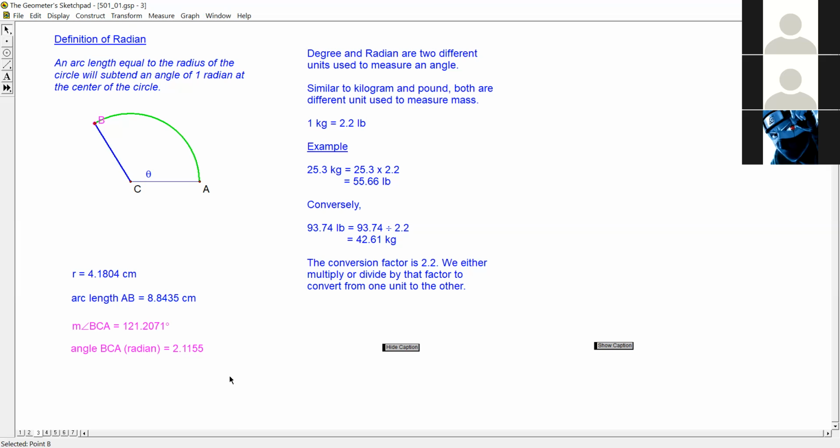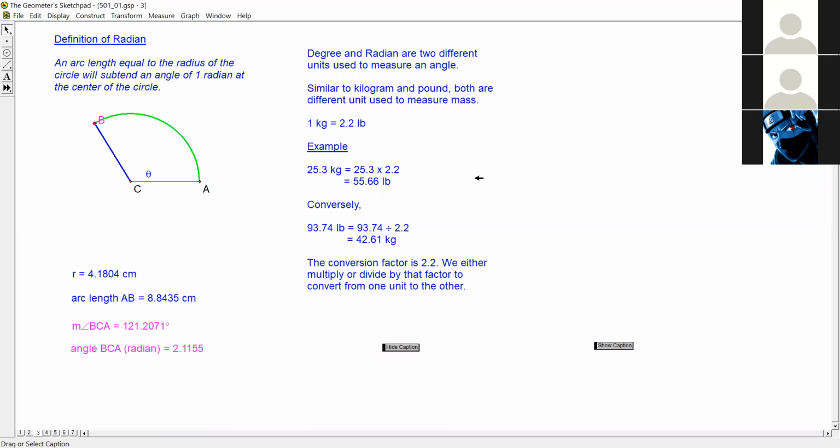Is there anything like this in our everyday life? Yes. It is similar to the kilogram and pound. 1 kilogram is 2.2 pound. Let's say my weight is 100 kilogram. That means I am 220 pounds. So my weight, I measure in kilogram. The same weight I can measure in pound. So it's like the angle. Angle measured in degree, angle measured in radian.